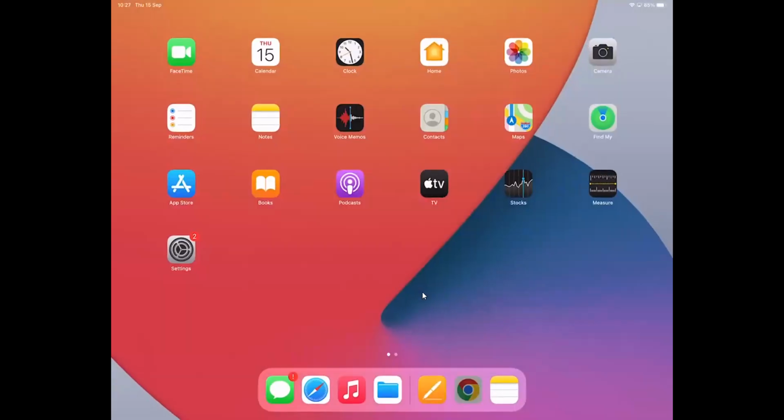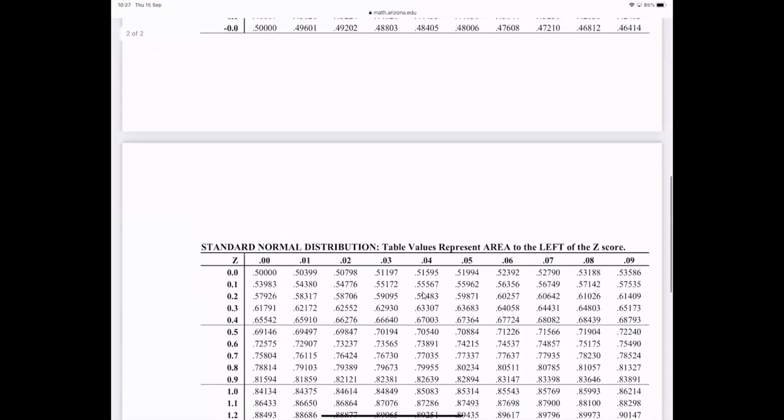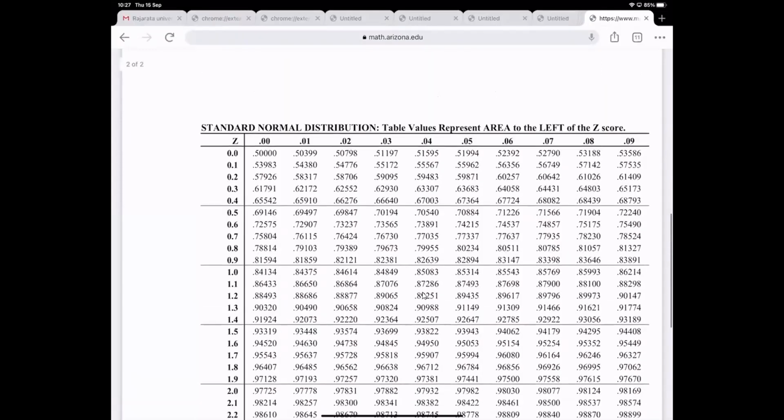So let's see the table. That probability 0.89. Just consider 0.89. 0.8 this one, 0.89 means 0.81327.